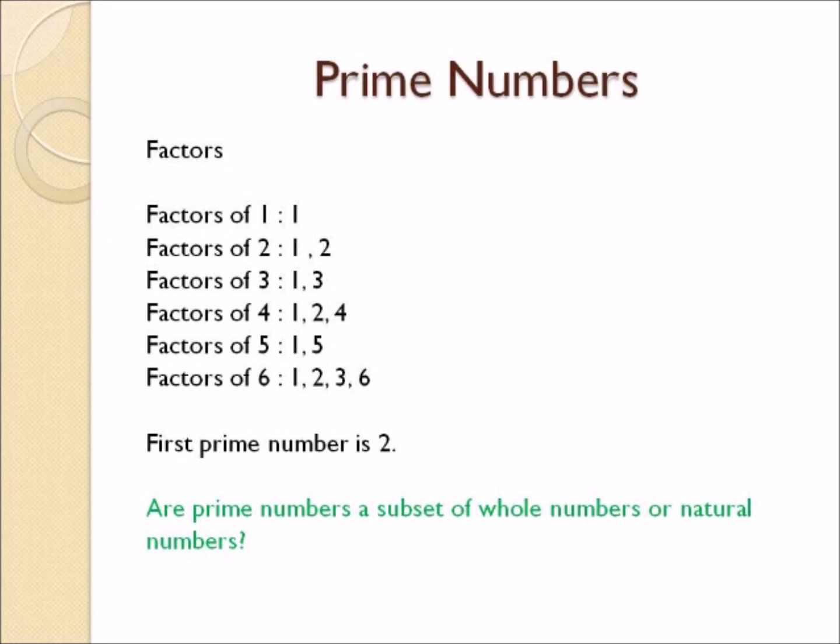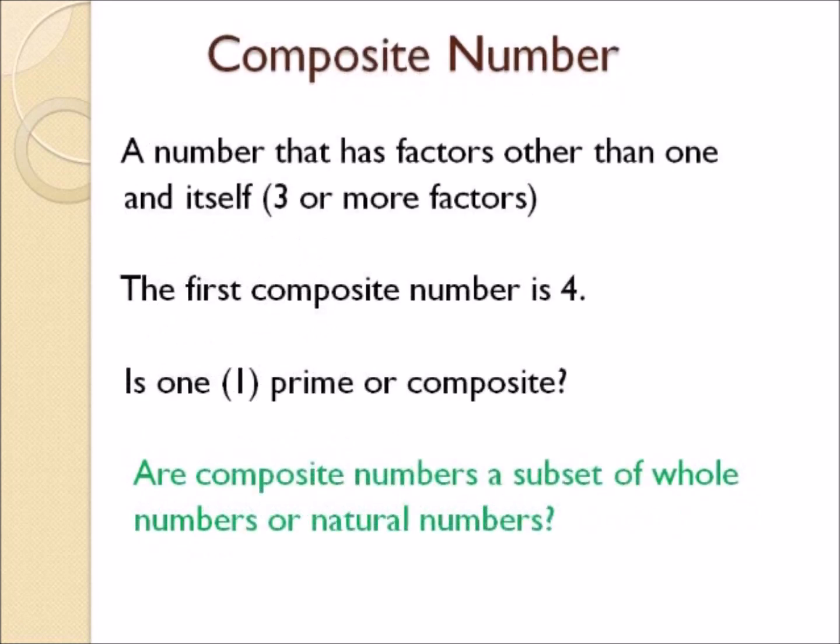Our prime number is a subset of whole numbers or natural numbers. First of all, prime numbers have two factors, 1 and itself. So that's what you have to realize. And because it starts with 2, it's a subset of natural numbers.